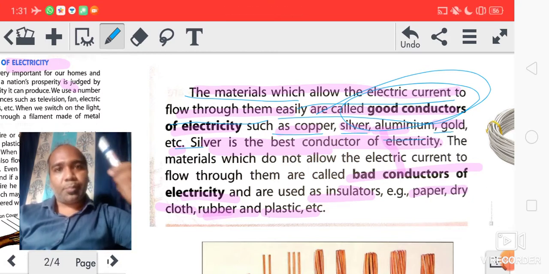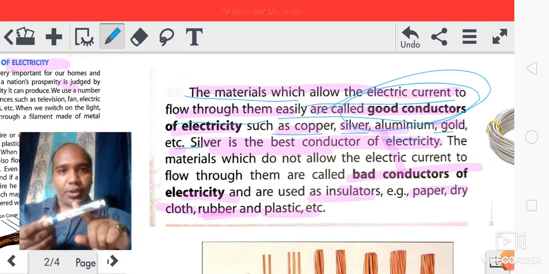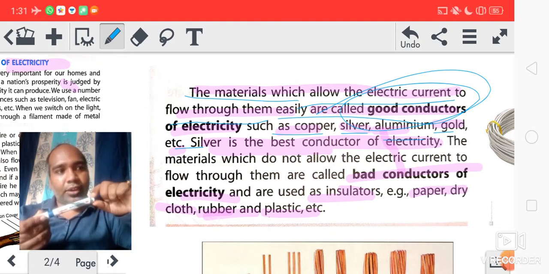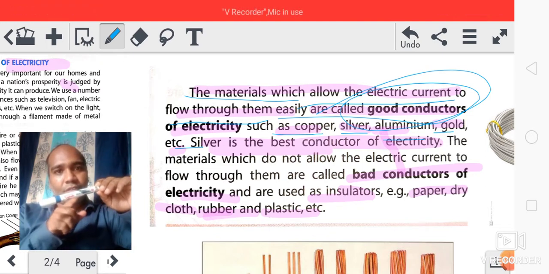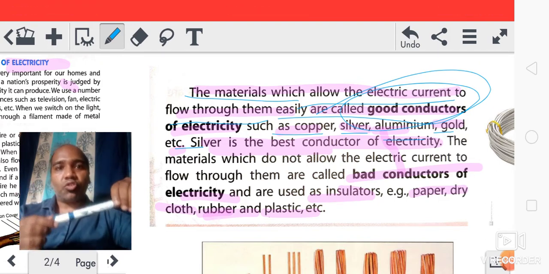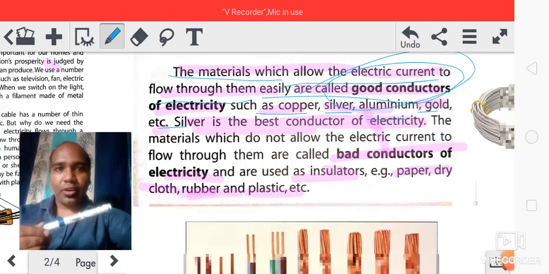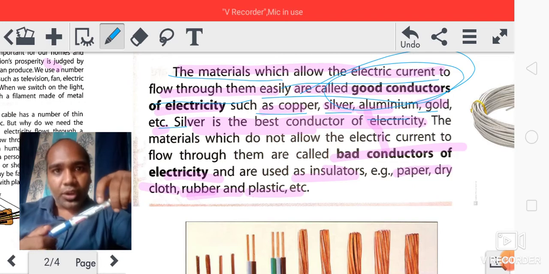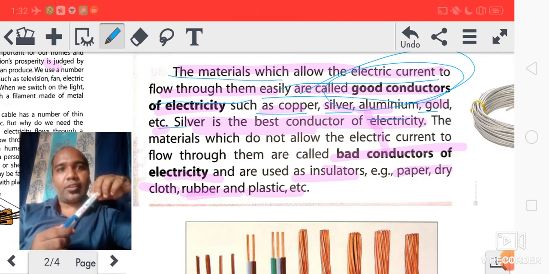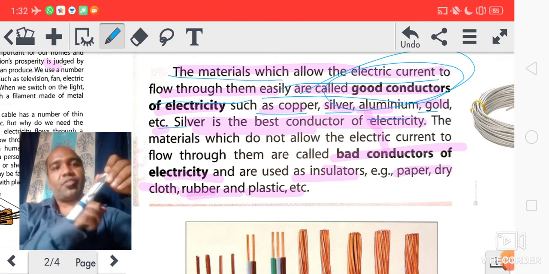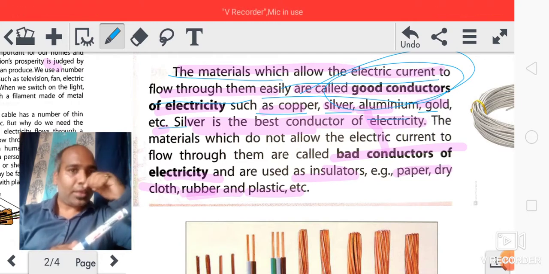Suppose this pen is made up of copper, and I touch the electric wire here, and electric current is flowing in the wire. Then the electric current will pass from one end to another end. If you touch here, then you will feel the shock of electricity. Got it? So copper is a good conductor of electricity. Similarly, gold is also a very good conductor, and silver is also a good conductor. In fact, silver is the best conductor of electricity.